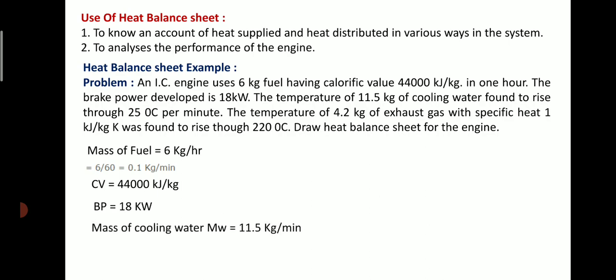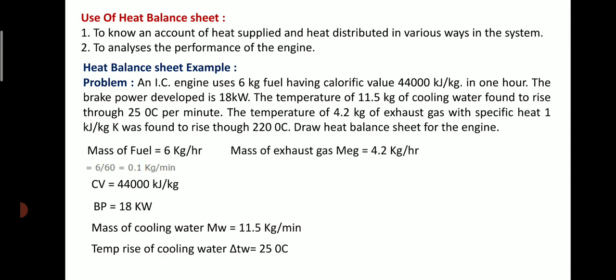Mass of cooling water given in the problem is 11.5 kg per minute, and the temperature rise of cooling water, delta TW, is 25 degrees centigrade. So this is the data. Another data is given for the exhaust gas. Mass of the exhaust gas is 4.2 kg per hour. Here also we have to convert it into kg per minute, so 4.2 divided by 60 is equal to 0.7 kg per minute.